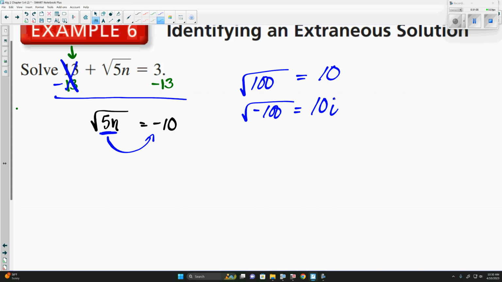Even if we don't notice that, that's fine. We can go through and solve it, and if we plug the answer back in, it's not going to work. So if we don't notice it, we can continue solving and then check it, and it'll come back that it doesn't work.